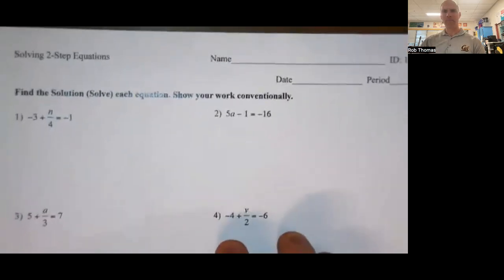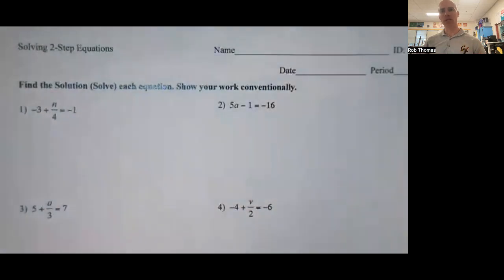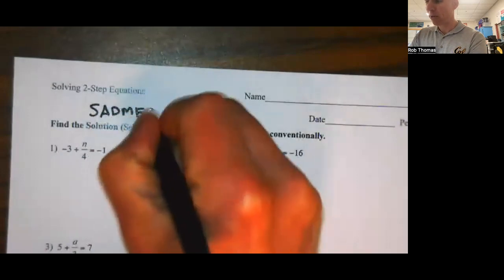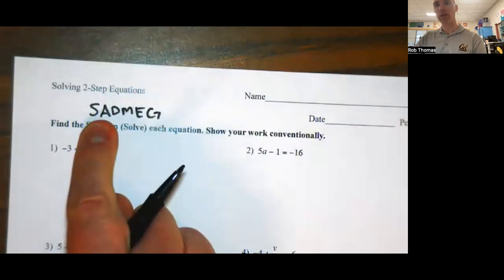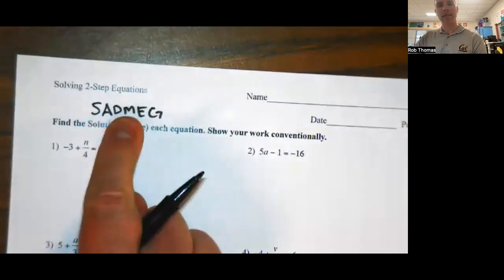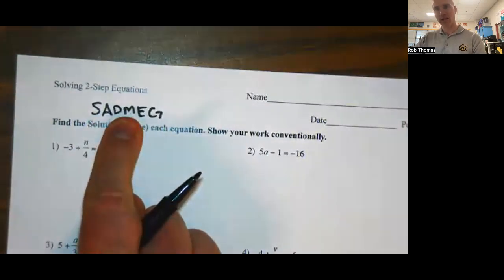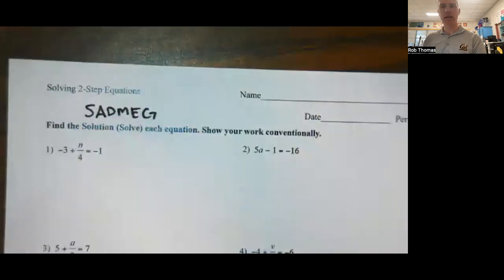Each of these is two steps. Each one will require either an addition or subtraction first, because remember, when we solve equations, we do it in SAD-MEG order. So each one of these will require some sort of subtraction or addition as your first step, and then some sort of division or multiplication as your second step, and then you should get your solution.